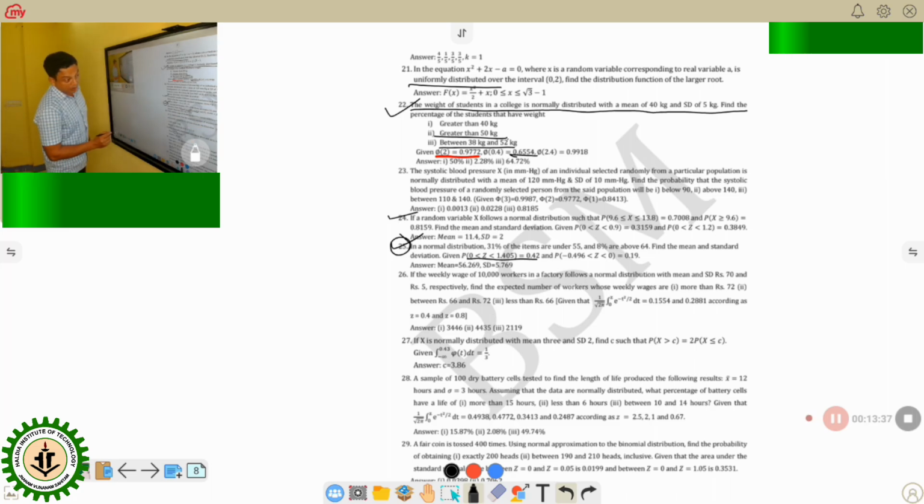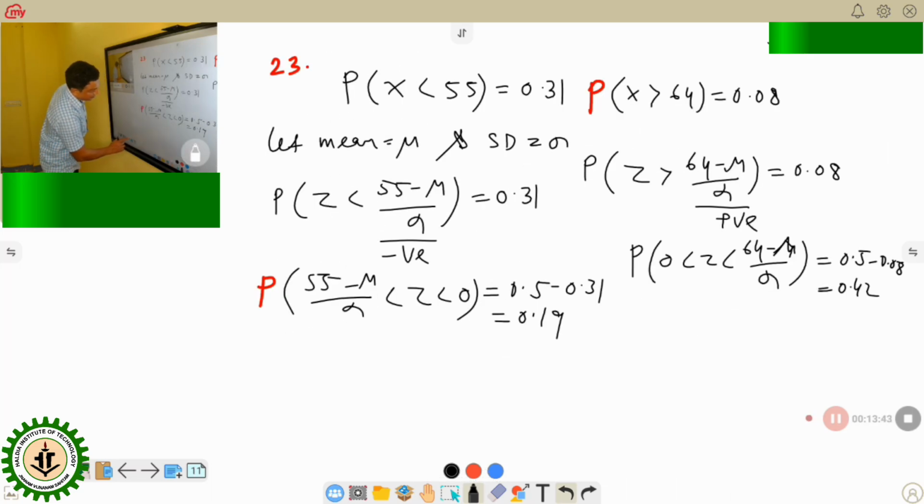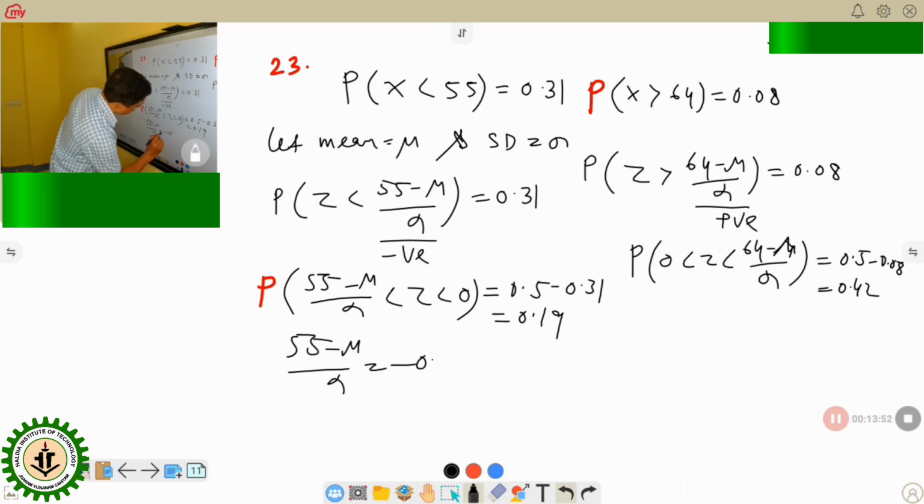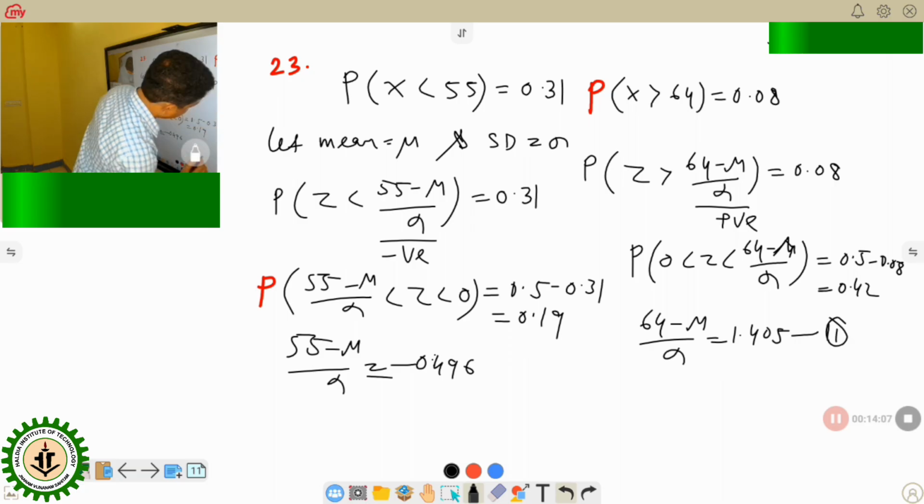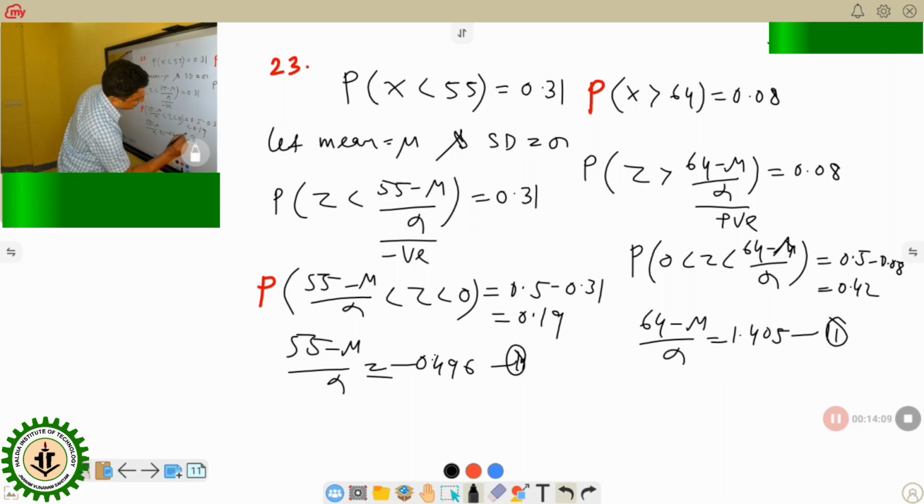So from the table, the z value for 0.19 is 0.496, meaning (55 minus mu) divided by sigma equals minus 0.496, and (64 minus mu) divided by sigma equals 1.405. So these are two equations you have constructed involving mu and sigma, and you can easily solve them. When you solve them, you will get the values of mu and sigma.